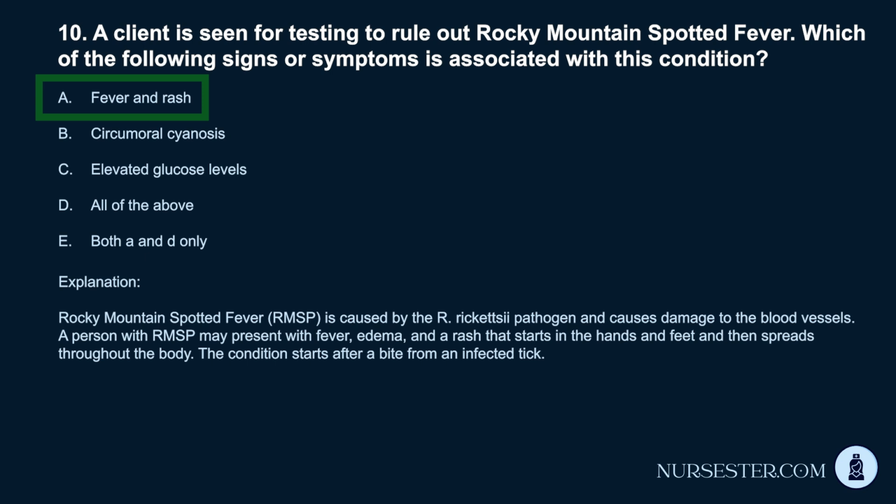Rocky Mountain Spotted Fever, RMSF, is caused by the rickettsia pathogen and causes damage to the blood vessels. A person with RMSF may present with fever, edema, and a rash that starts in the hands and feet and then spreads throughout the body. The condition starts after a bite from an infected tick.